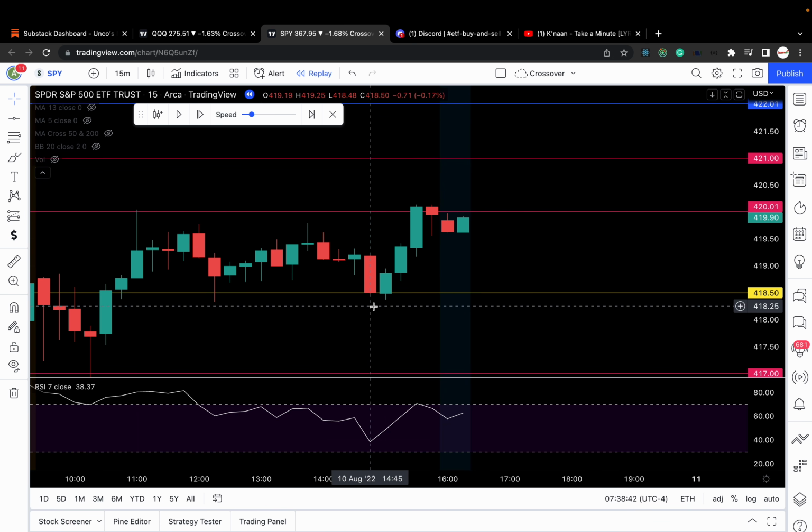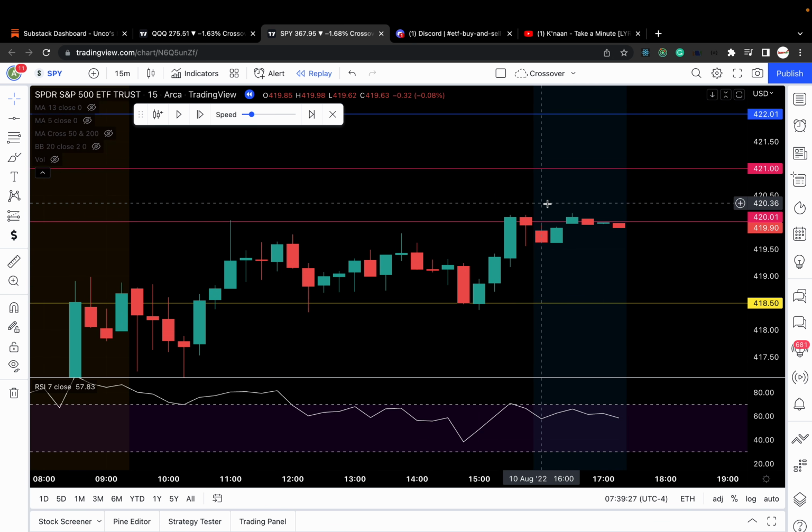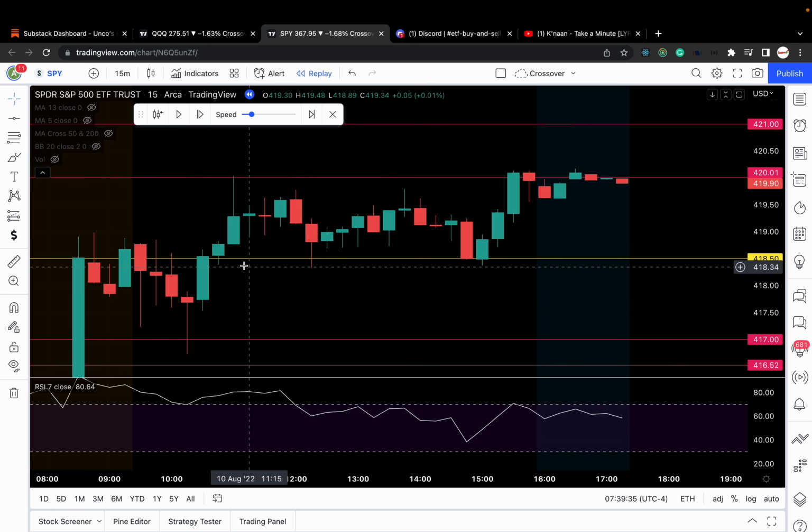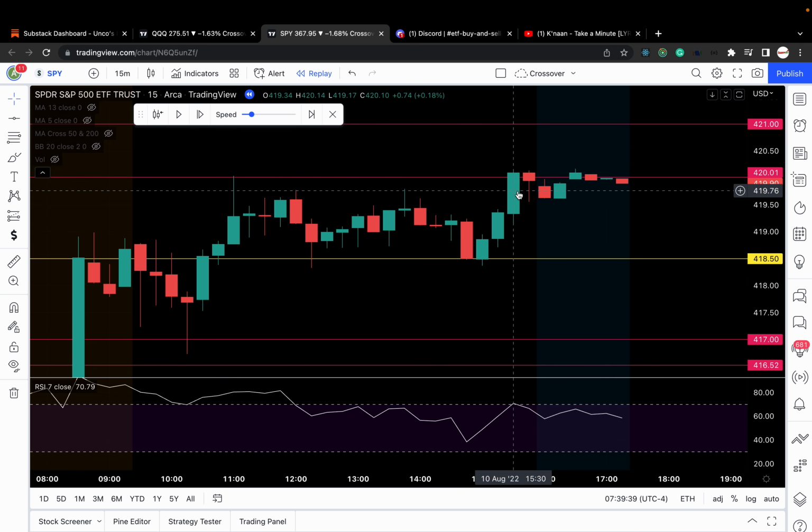Does that make sense? So you guys starting to get it, guys? We play it level to level. We buy the breakouts of resistance, and we try to short the breakdowns of support. In this case, we didn't really have a breakdown of support, but I hope you guys understood it a little bit better.